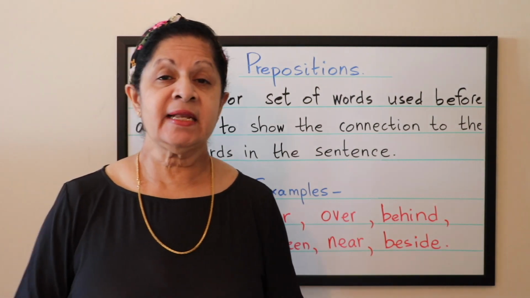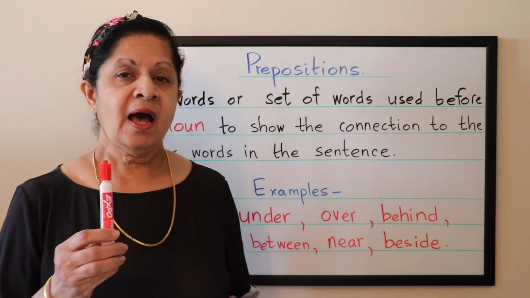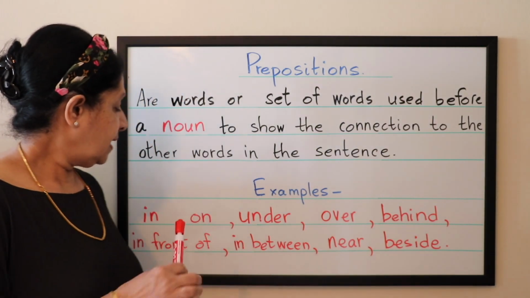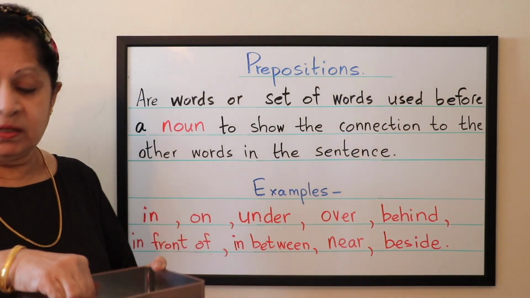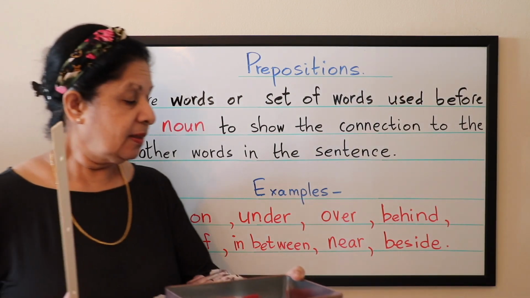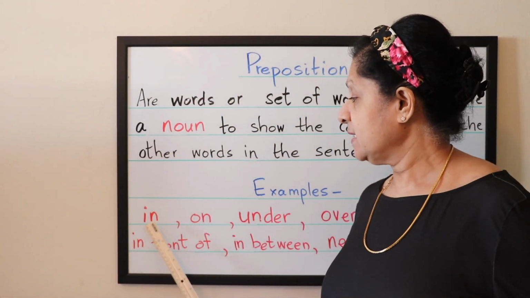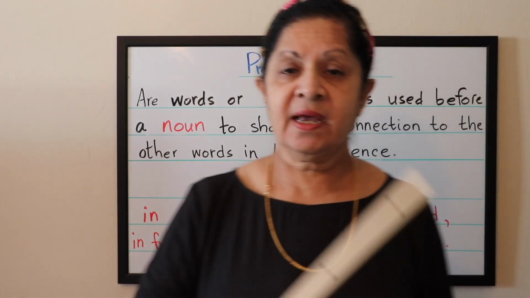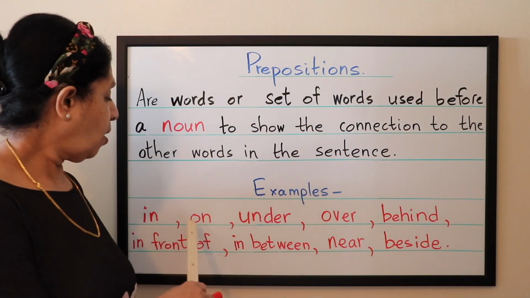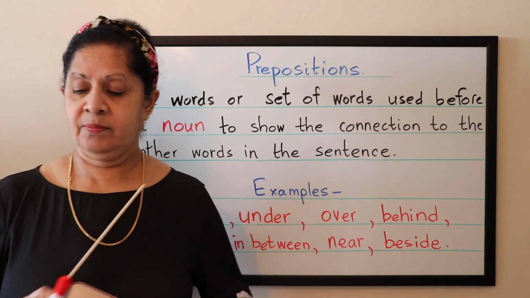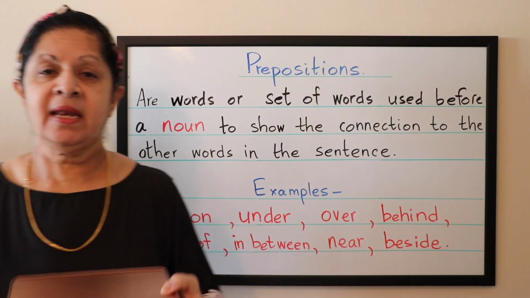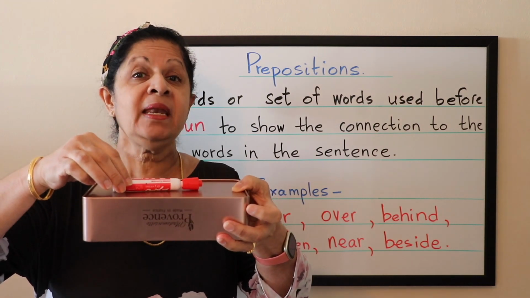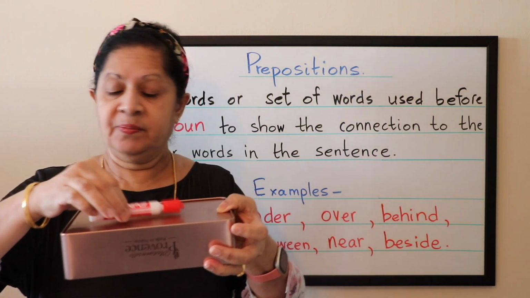Okay, let's get this pen. I can say the pen is in the box. It's in the box. Now the second one: on. The pen is on the box.